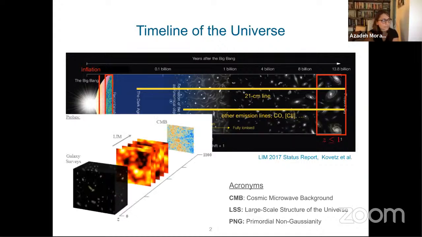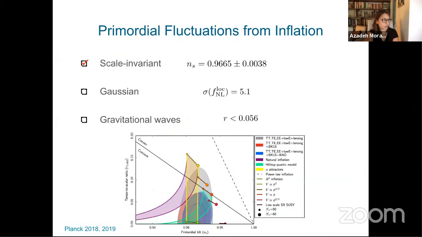So this is the overview: in addition to the CMB at the very early stages, we can also probe the early universe via a three-dimensional map of the large-scale structure, as probed by galaxy surveys or potential intensity mapping surveys. So what do we know about the physics of inflation, and what do we hope to learn more about?